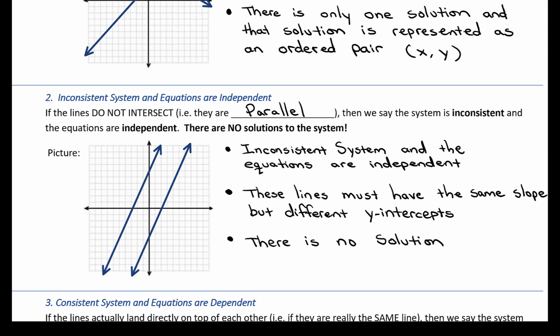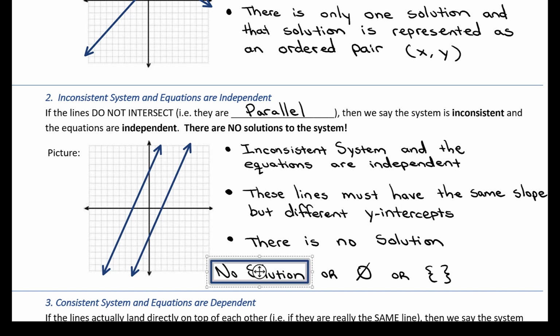And when we're writing this out, you are allowed to write it out in words, using the words no solution, or you can also represent this by writing out the empty set. The empty set may be represented as a 0 with a slash through it, or an empty set of braces. So there are 3 ways we could write out this solution, which means there's no solution.